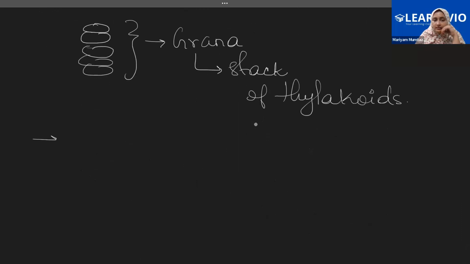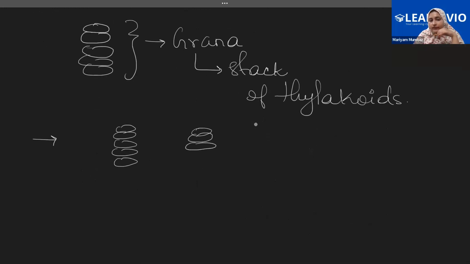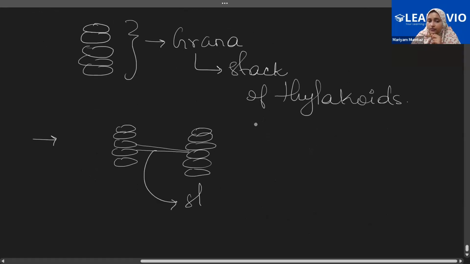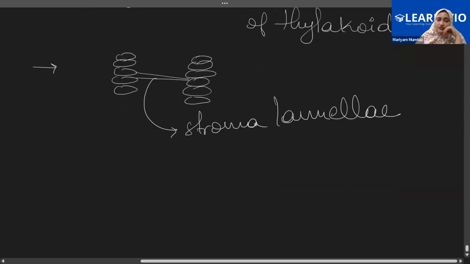Now, apart from this, remember that several grana are present like this. This is one, then this is the second one. And each of them are connected to each other like this, by a structure which is known as the flat membranous stroma lamellae. Remember that the structure which connects two grana together or several grana together is known as the stroma lamellae.